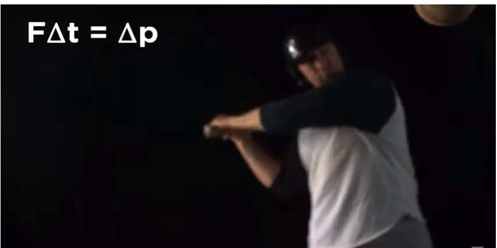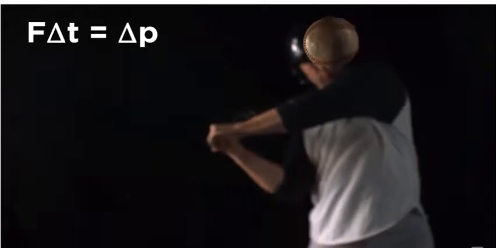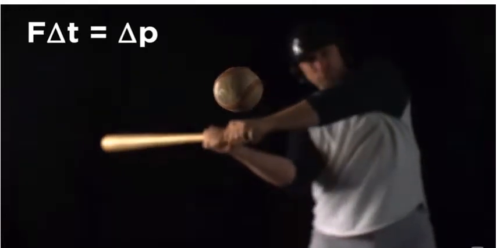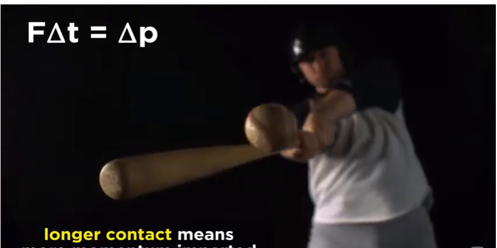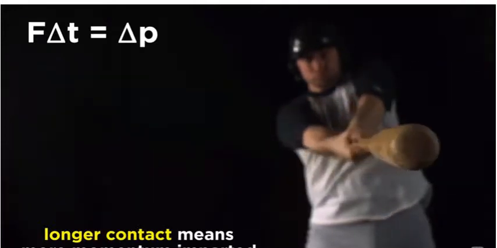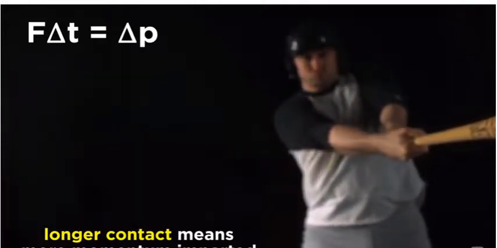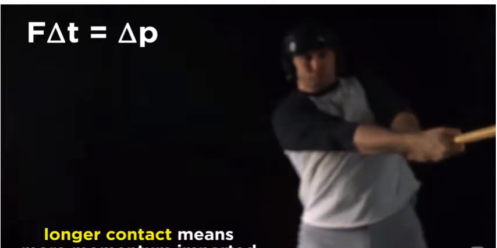This is also why baseball players are taught to swing through the ball rather than stopping the swing upon impact, because if contact is maintained between the bat and the ball for as long as possible, the maximum possible force will be imparted upon the ball.